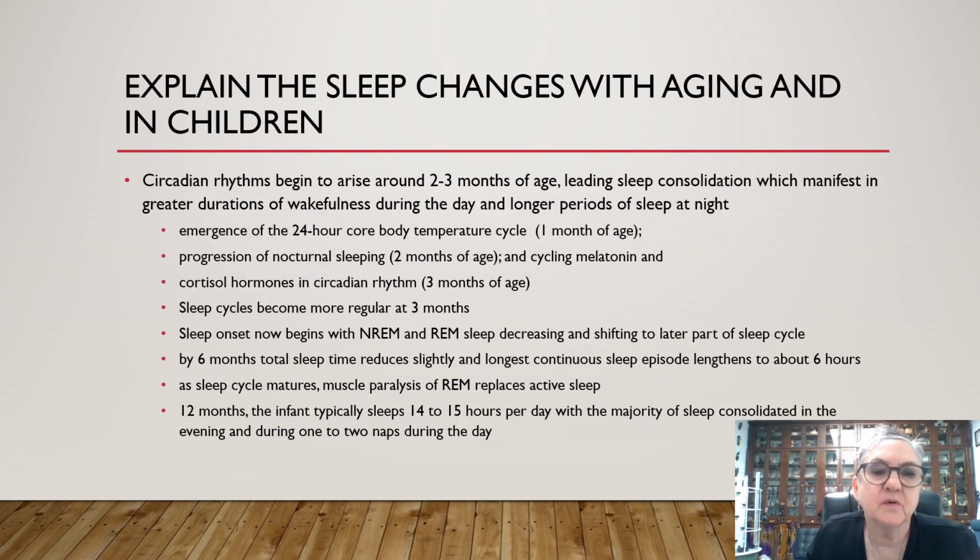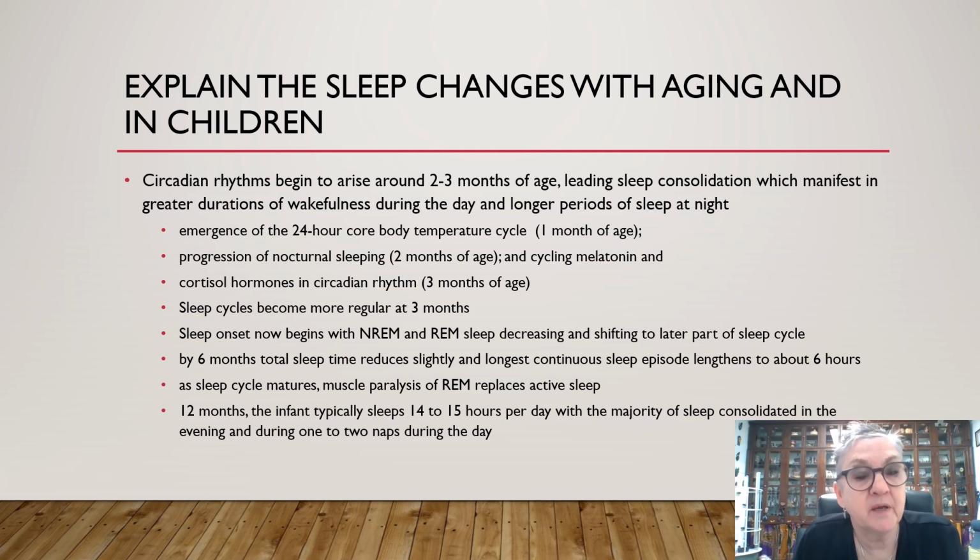Circadian rhythms begin to arise around 2 to 3 months of age, leading to sleep consolidation, which manifests as greater durations of wakefulness during the day and longer periods of sleep at night. Emergence of 24-hour core body temperature cycles starts at 1 month of age. Progression in nocturnal sleeping occurs at 2 months of age, and cycling melatonin and cortisol hormones in the circadian rhythm at 3 months of age. Sleep cycles become more regular at 3 months.